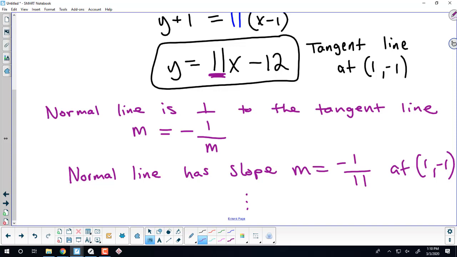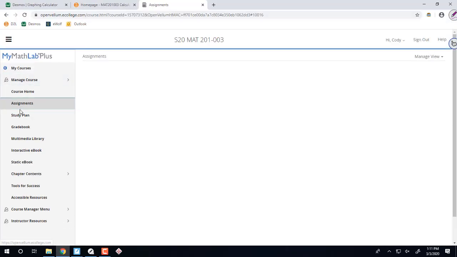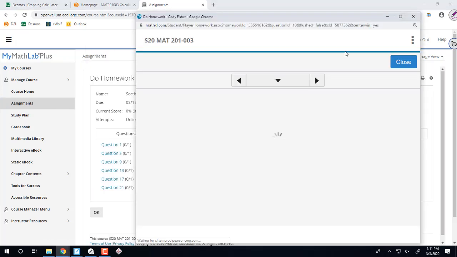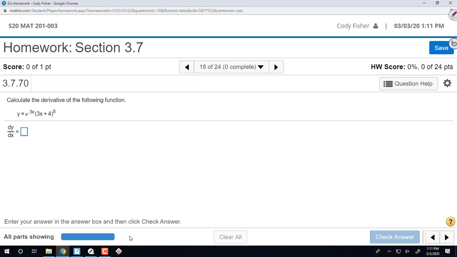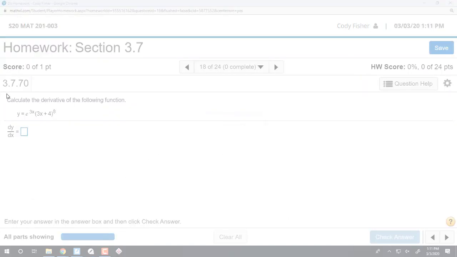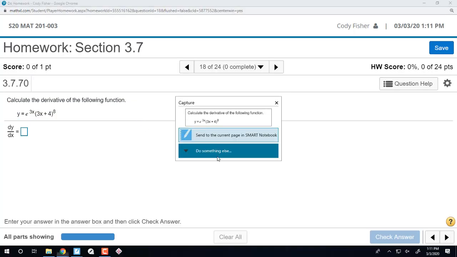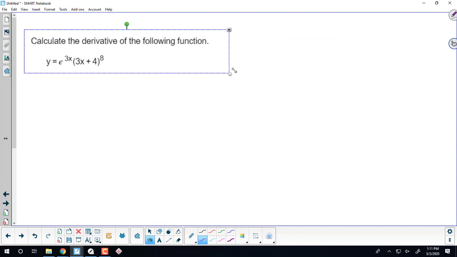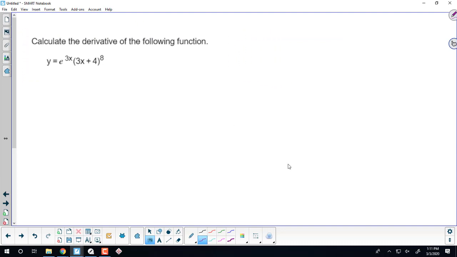Did you have a homework question? Yeah, I had number 18 from 3.7. The reason why is because when I did take the derivative, there was an x plus 1 in parentheses at the end, but I didn't really know why it belonged there. Okay. So this was 3.7.